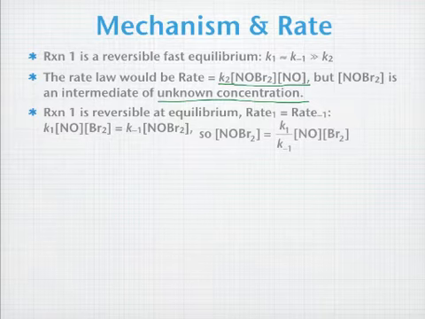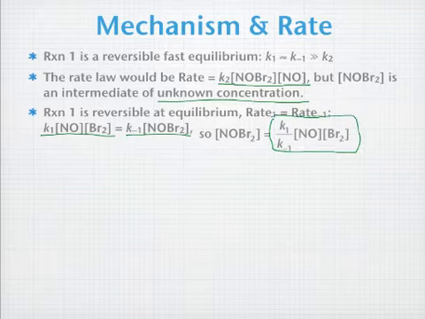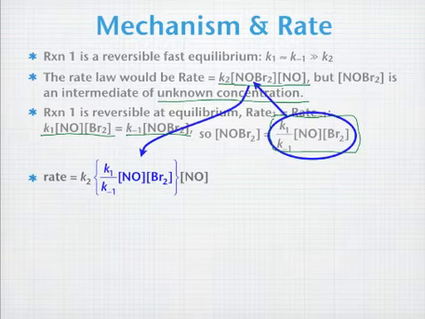we know that in equilibrium, the rate of the forward reaction, which is K1 times the concentration of NO times the concentration of Br2, must be equal to the rate of the reverse reaction, which is K negative 1 times the concentration of the NOBr2. And rearranging that, we get that the concentration of the NOBr2 can be expressed in terms of the forward and reverse rate constant and the concentrations of the initial reactants. So now what we're going to do is take that and substitute into the rate law for the concentration of the NOBr2, and that's going to give us this expression down below.